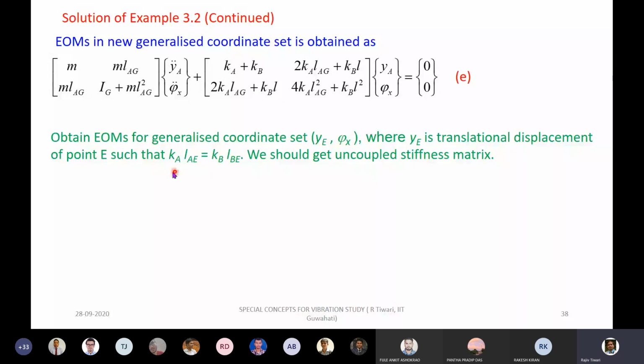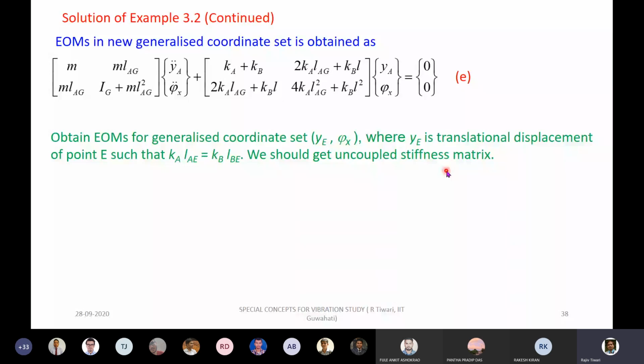First, you need to obtain the relationship between the YE phi x and the YG phi x, and then you can use the same transformation, and you'll see a very interesting thing: you'll get the stiffness matrix in the new generalized coordinate as an uncoupled stiffness matrix. So I'm leaving this to you as an assignment, because I already explained one particular example. You can do the second one yourself.